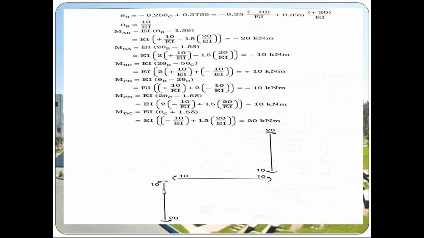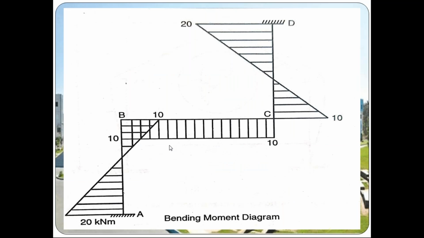Okay, so this is the member: AB, BC, and CD. In AB, MAB is minus 20, anti-clockwise moment, and MBA is minus 10, that is also anti-clockwise. Then MBC is plus 10, clockwise moment, and MCB is minus 10, so anti-clockwise moment. Then in CD, MCD is plus 10, so clockwise moment, and MDC is plus 20, that is also clockwise moment. So by using these values, we can draw the bending moment diagram.